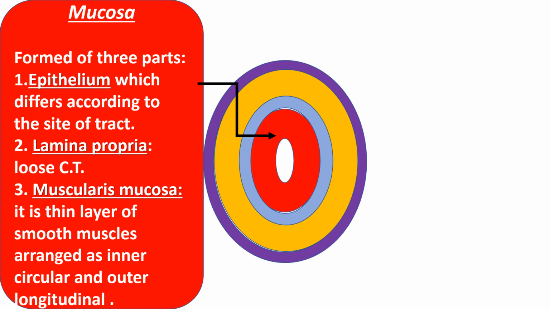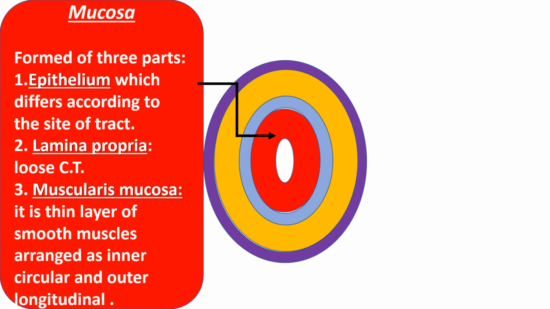The mucosa is the epithelium beneath which there is a loose connective tissue. Our epithelium in the gastrointestinal tract will differ according to the function, such that it may be protective in function, like the esophagus, secretory in function like that of the stomach, or absorptive like that of the small or large intestine. So the epithelium will differ according to the site of the tract and according to the function: protective, secretory, or absorptive.